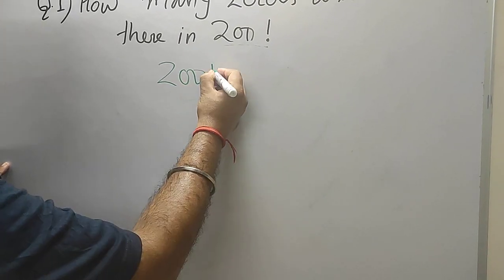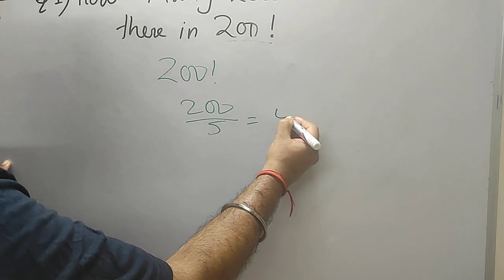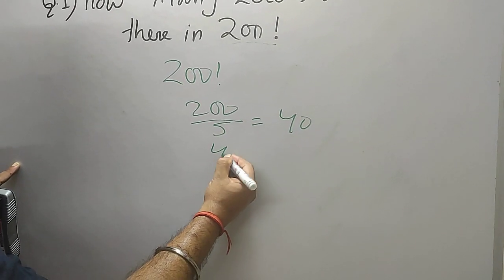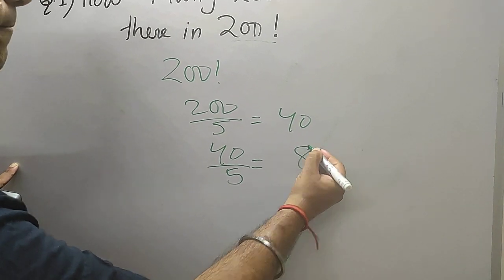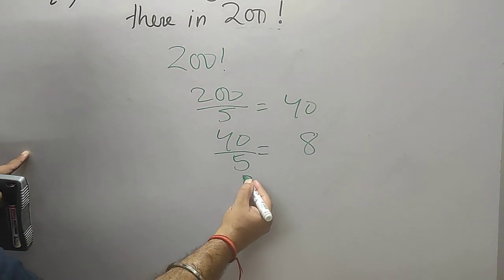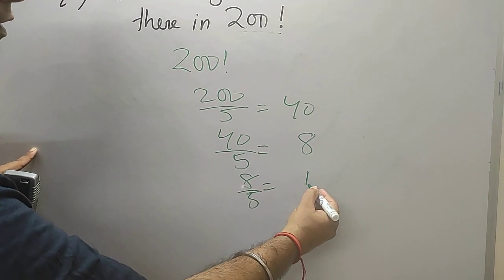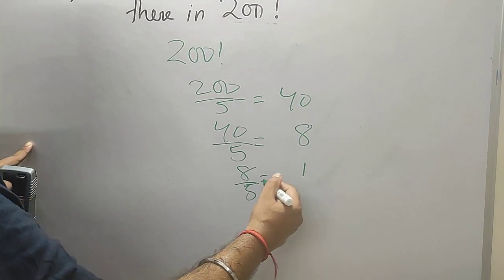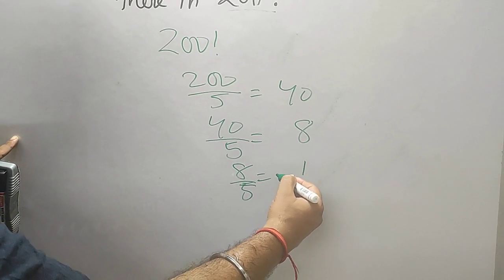So for 200 factorial, first you divide 200 by 5. You get 40. Now you divide 40 by 5 because 40 is bigger. So 8. Again 8 is bigger, so you can divide one more time. You get 1, and the remainder will be 3. Forget the remainder. Now, as 1 is smaller than 5, it cannot be divided further.